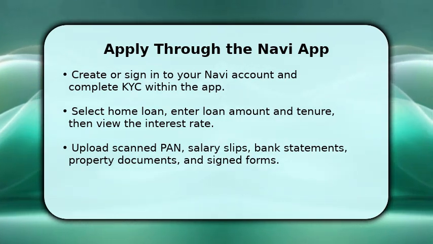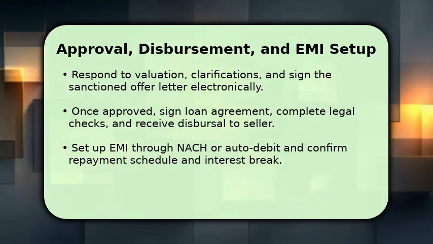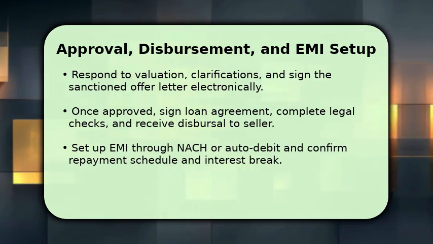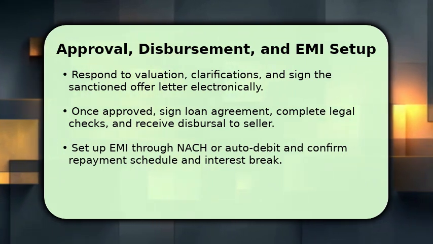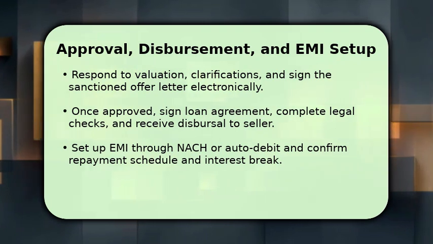Respond to valuation, clarifications, and sign the sanctioned offer letter electronically when prompted. The lender will conduct legal title checks and may request additional documents for verification. Once approved, sign the loan agreement, complete legal checks, and receive disbursal to the seller or builder according to the schedule.